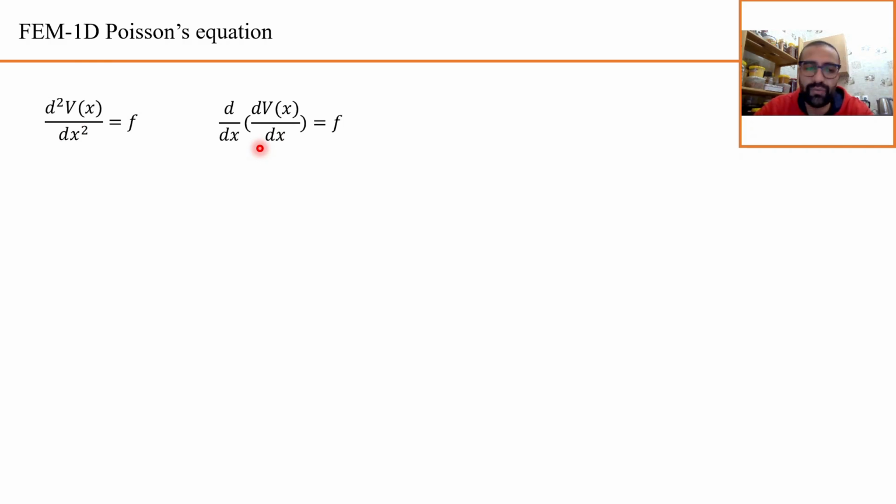We are trying to first find the weak form of such a differential equation. If this equation holds, it is possible to show that this might also hold, and this equation should be satisfied. And this psi(x) is our shape function.